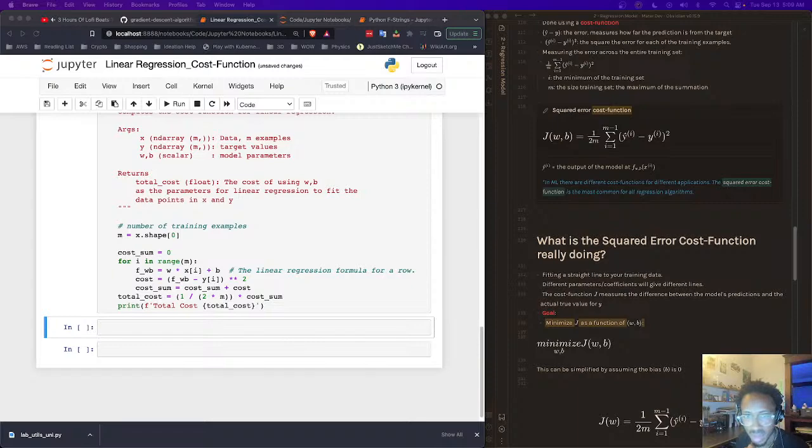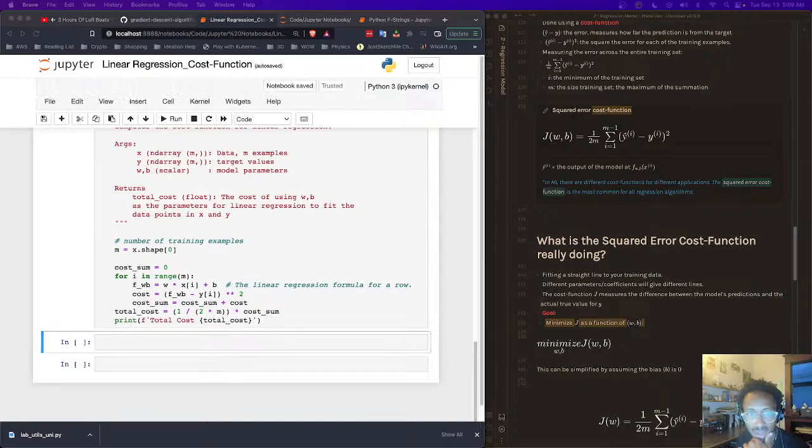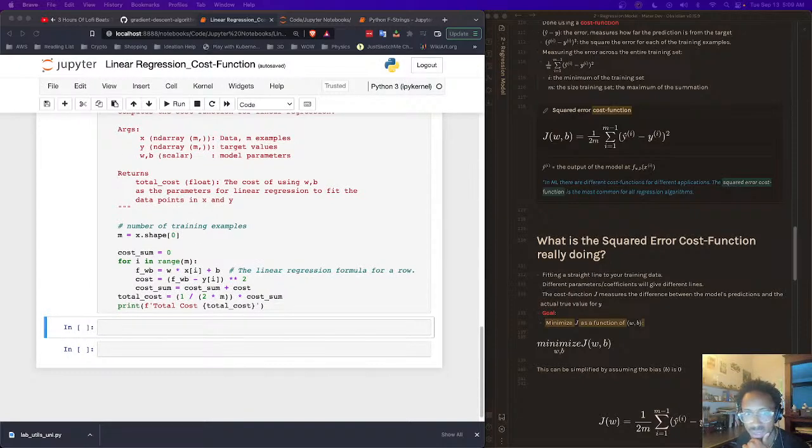Okay, so the next thing it says here is cost function intuition.